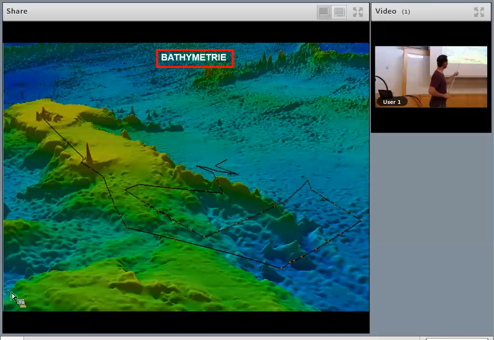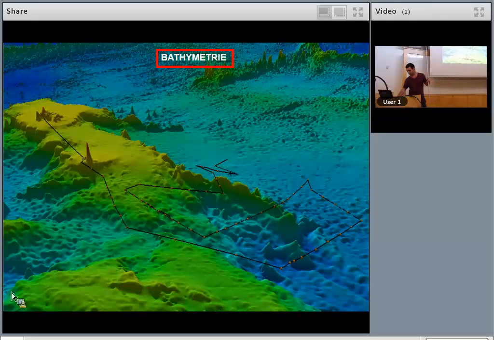And it turns out that you have a passage here, which is quite deep. It's 2.5 kilometers deep. And that's actually where most of the water masses that go across the Kerguelen Plateau will go.